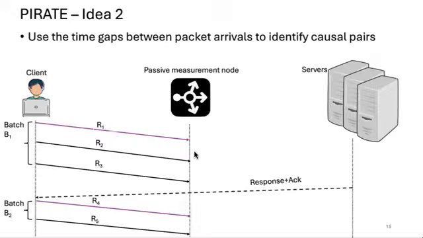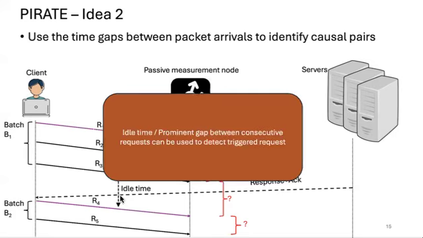Our approach is to use the idle period between the two batches, that is batch B1 and B2, to distinguish the causal pairs. A sufficiently long pause, which is the idle time here, can be used to differentiate the causally triggered packets from the previous ones. So idle time, or the prominent gap between consecutive requests, can be used to detect the triggered request.